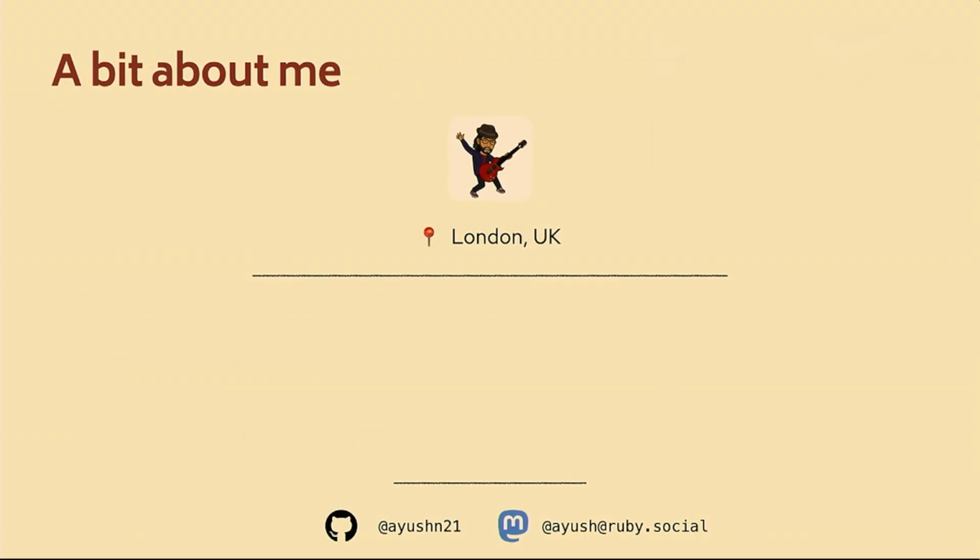So sticking with me, the obligatory bit about me. That's the avatar that I use on my internet profile. I'm not quite that rock and roll in real life, but it's the internet, I'm allowed to embellish. I live in London. I used to work as a mobile developer until about 2020 when I learned Ruby and Rails, and now I'm a freelancer.